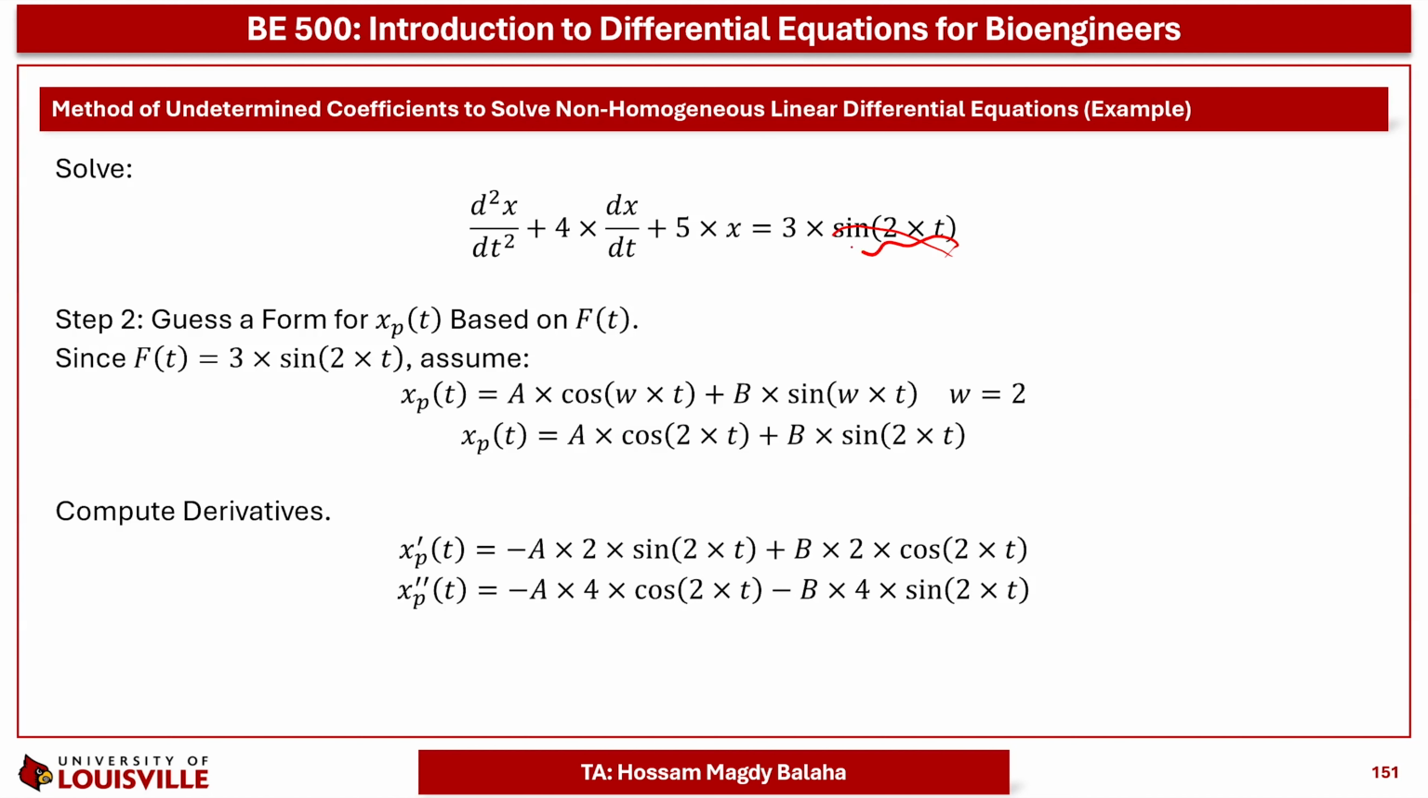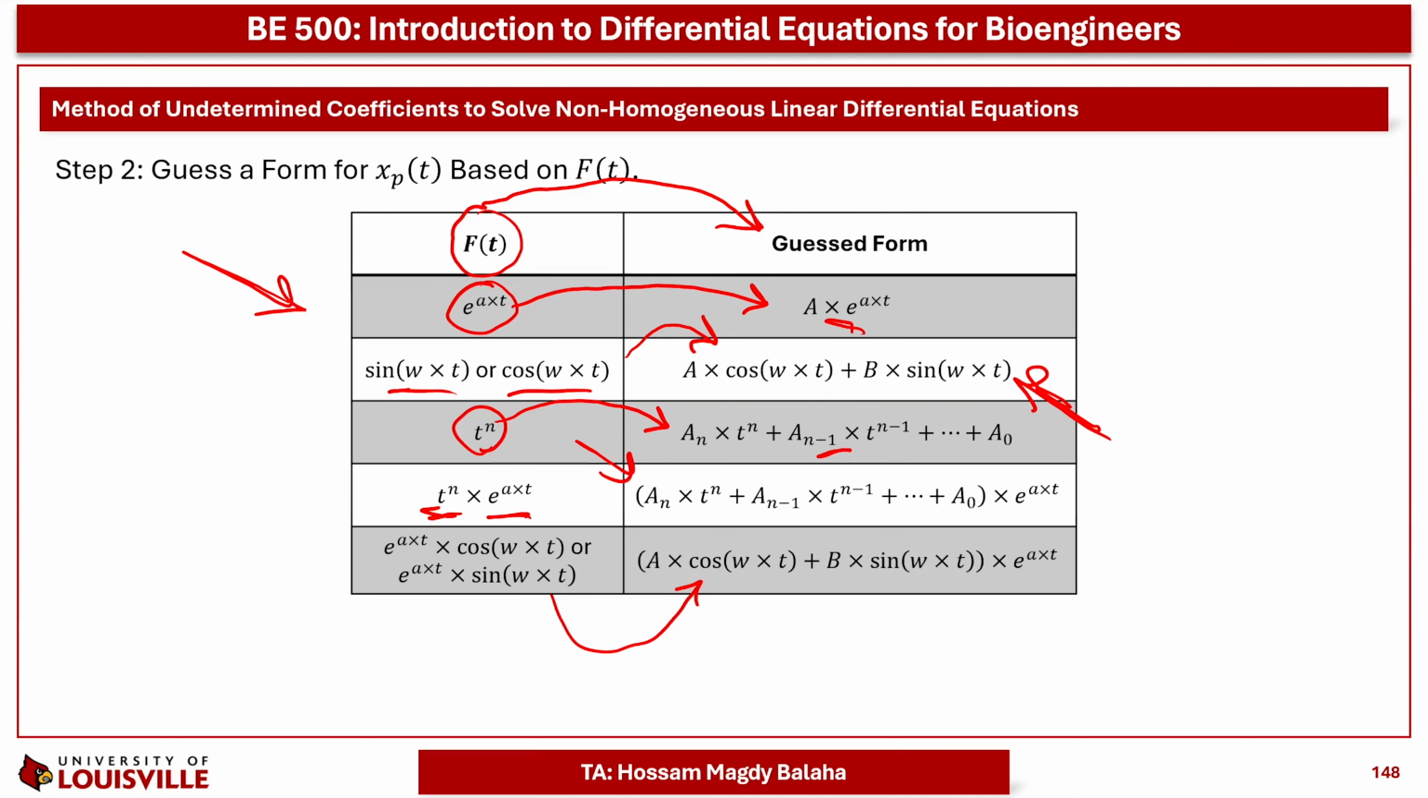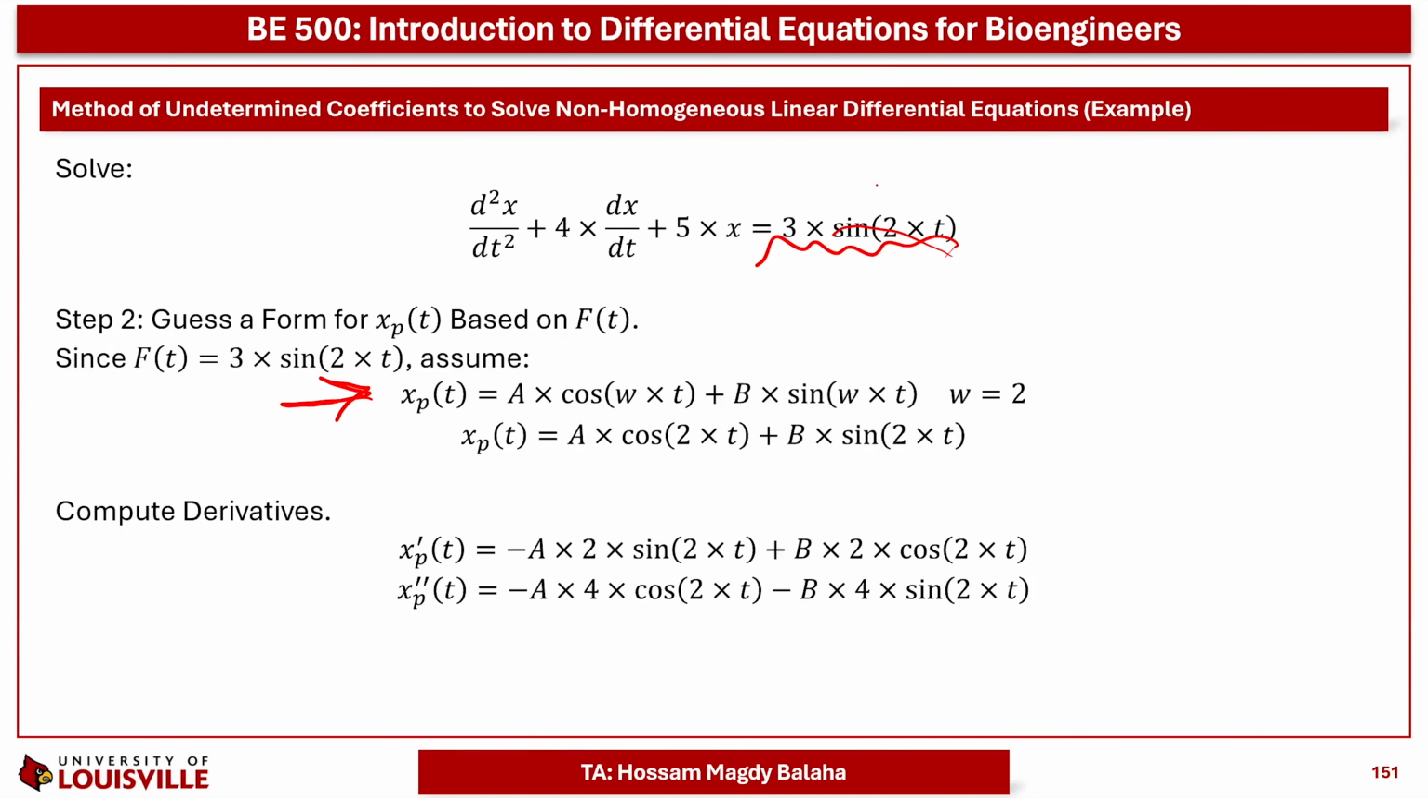We have 3 multiplied by sine 2t. We mentioned that the particular solution will be in this form. If you return back here, we have omega. And omega in this case will be the coefficient or the constant multiplied by t in f of t. Omega here will be 2. So the particular solution will be a cosine 2t plus b sine 2t. Now we need to find a and b.